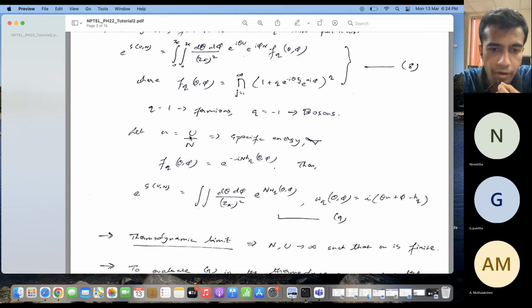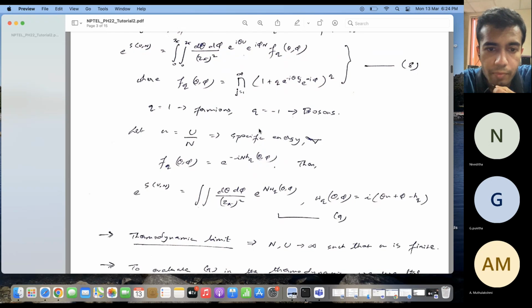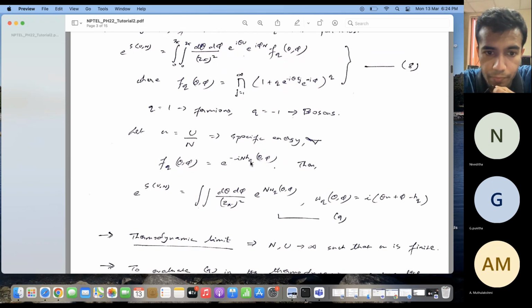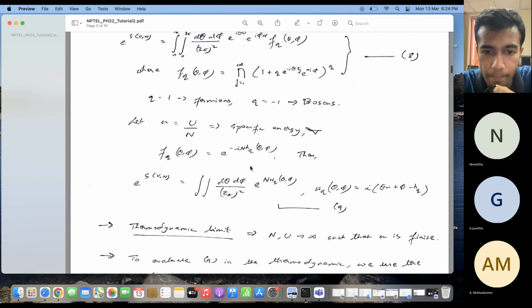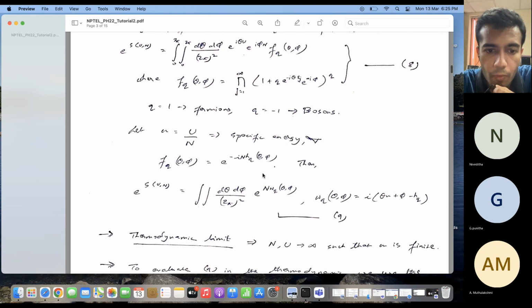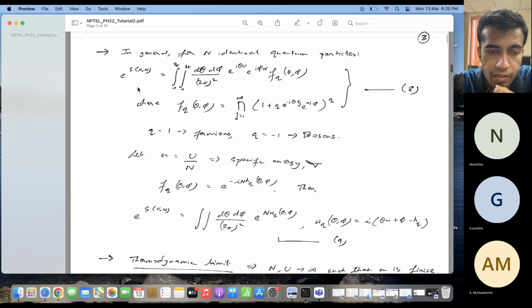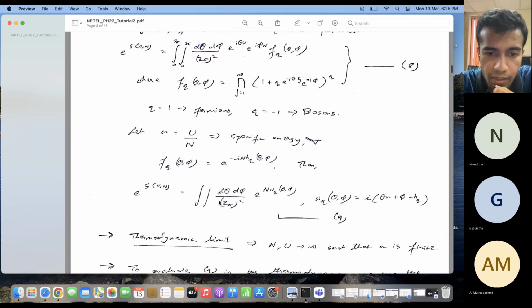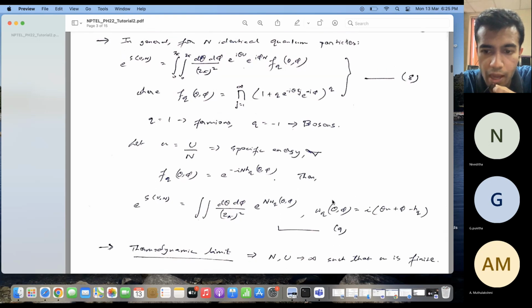So what we do is that we define certain quantities like a specific energy, that is the energy per number of particles: total energy divided by the total number of particles. And we also define another quantity called h of q. Okay, so we write F_q as e to the power minus i capital N into h of q. Okay, and then what we get is that this e to the power S becomes a double integral over d theta d phi divided by 2 pi squared, e to the power N into w_q, where w_q is equal to i theta u coming from here.